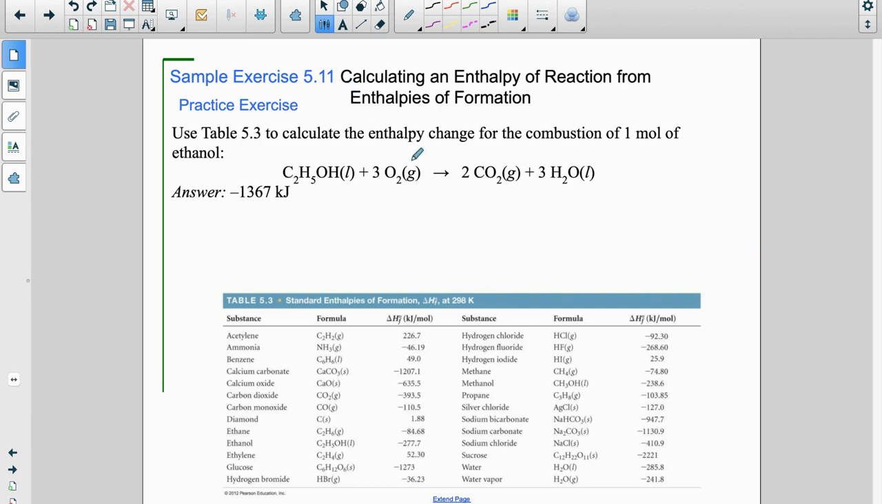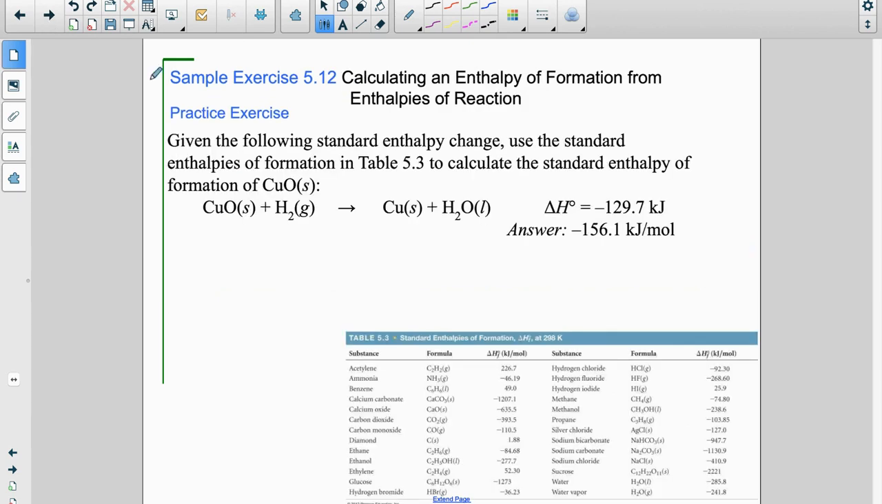So here's another practice problem that you can try, and here's the answer right here. And here's another practice problem. Now this one is slightly different, so I will go over this. So in table 5.3, we have our enthalpy values, and it is asking for the standard enthalpy of formation of CuO. So instead of finding the delta H of reaction, they're actually giving that to us, but they want us to find the heat of formation of CuO, the standard heat of formation.